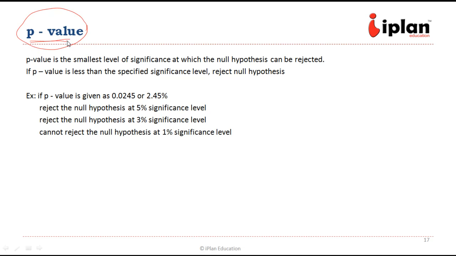Here we are planning to discuss a new concept called p-value. This is another way of conducting hypothesis testing. Earlier we were comparing the critical value at a particular significance level alpha with the test statistic. So if the critical value was less, we were able to reject the null hypothesis, and if it is more, we are not able to reject the null hypothesis.